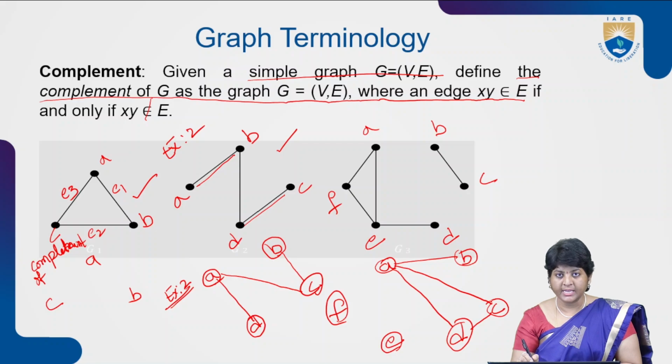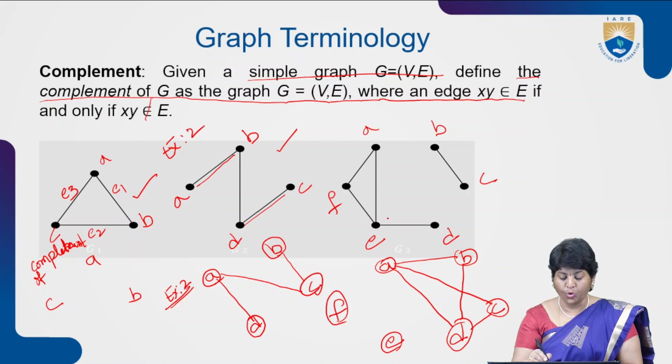B is connected to C. So we removed that connection. B is connected to D? No. So we need to maintain the connection. B to D. Next, B to E is there? No. So we need to establish. Now, B to F is there? No. So we need to establish.